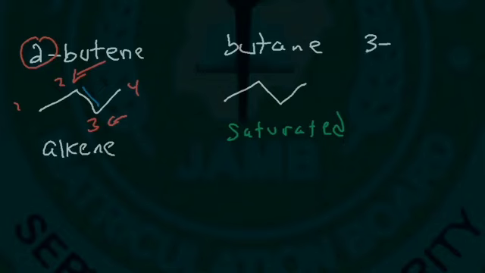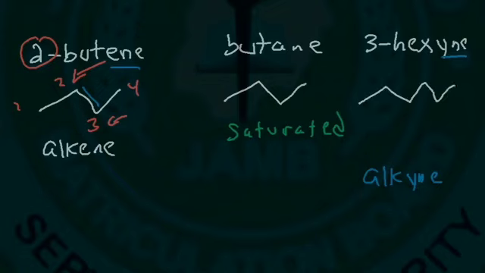And let's say if you want to draw 3-hexyne, notice the YNE, that's an alkyne instead of an alkene. And alkynes contain carbon-carbon triple bonds. So we have 6 carbon atoms because it's hexyne. And on carbon 3, we have a triple bond, which is really between 3 and 4. So that's 3-hexyne. That's how you draw it.